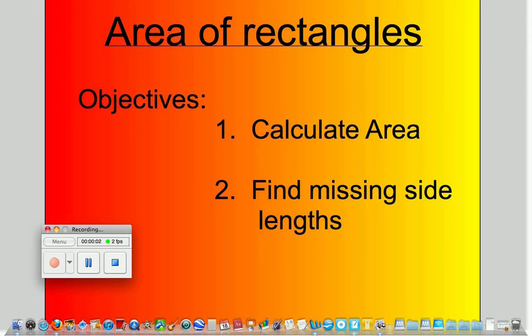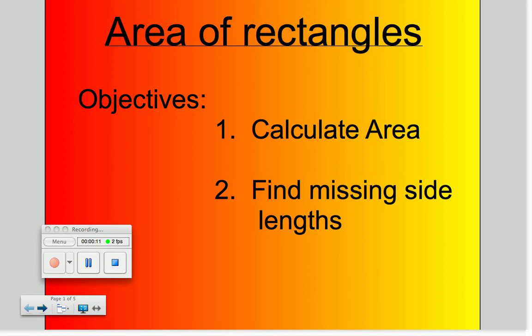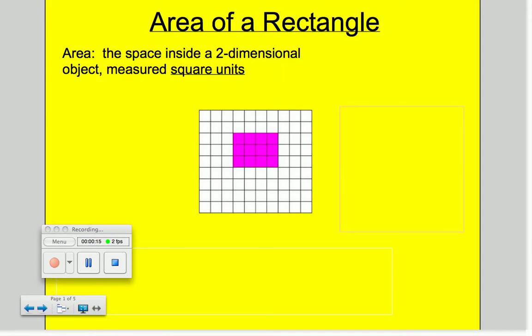Today we're going to talk about calculating area as well as finding the missing lengths of the sides of rectangles. So we know that the area is the space inside a two-dimensional object, and that's measured in square units.